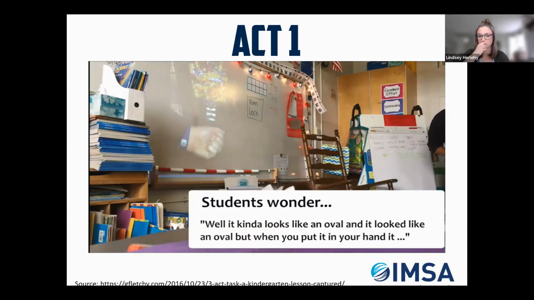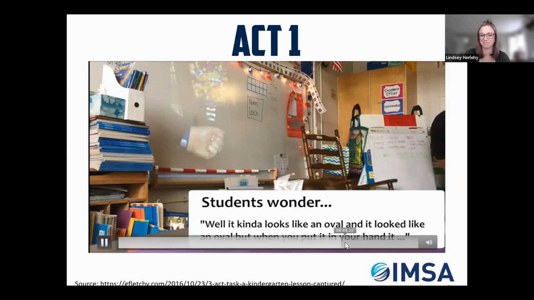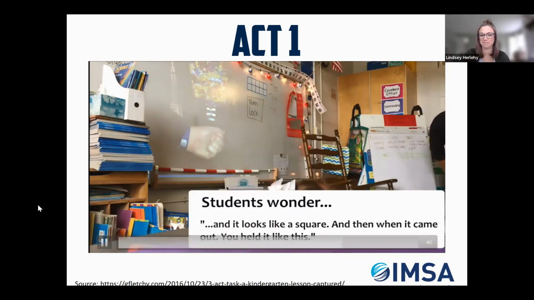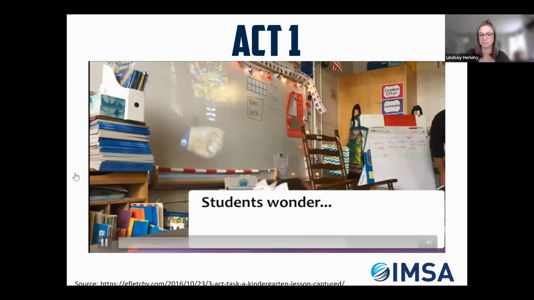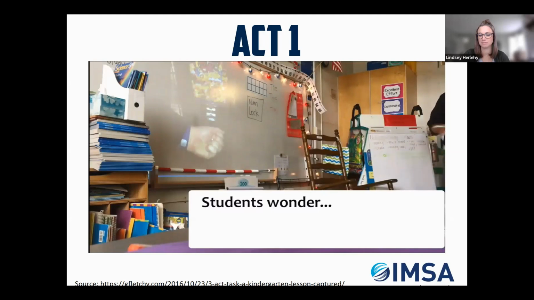All right. What do you wonder? It was kind of like an oval, and it looked like an oval, but when you put it in the room, it looks like a square. And then when it came out, you had to stick it under here, take it out, and hold it. And I held it like this. Okay, so I held the candy in my hand when I pulled it out. What did you notice? I mean, what did you wonder? Sorry, what did you wonder? What's a question that you have?